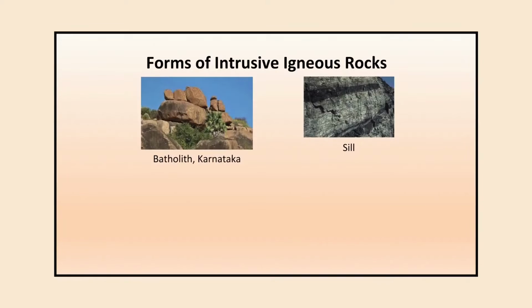Now, different forms of intrusive igneous rocks you can see in the picture. First is batholith, that is dome shaped. Second is sill. You can see the horizontal banding. The dark color rocks are sills, igneous rocks that have been intruded into the existing rocks. And then the third one is the dike, these are vertical in nature. The dark color igneous rocks you can see are the dikes, that were formed when the lava got intruded into the existing rock.